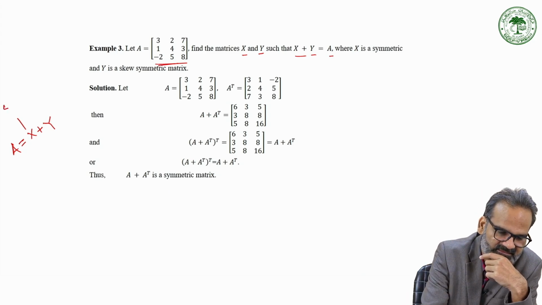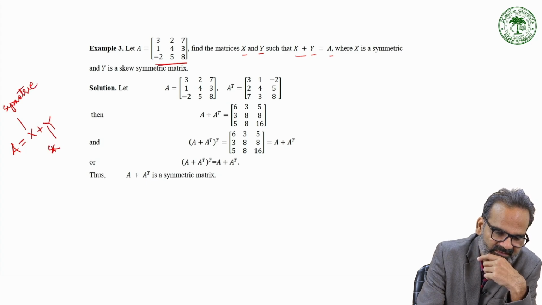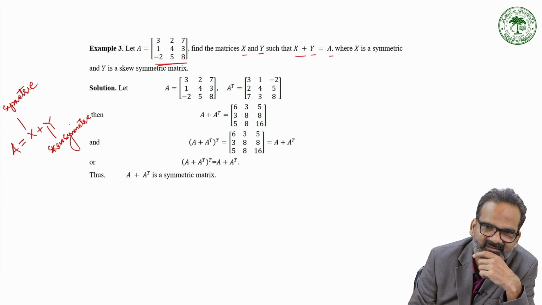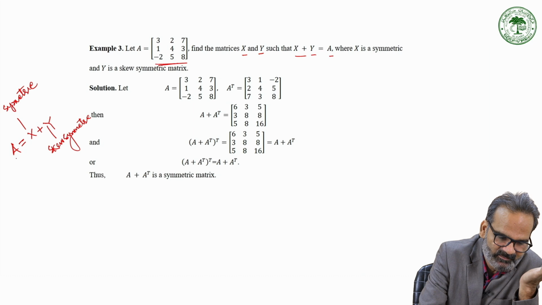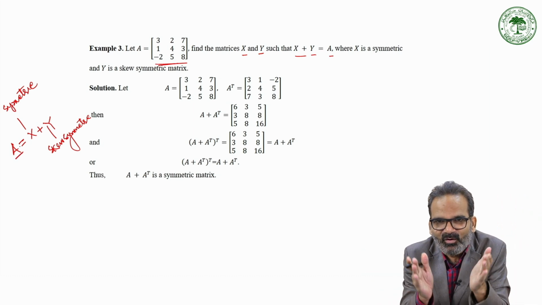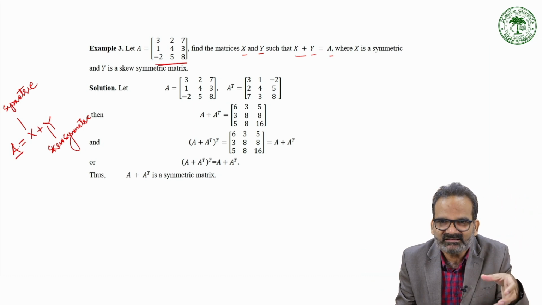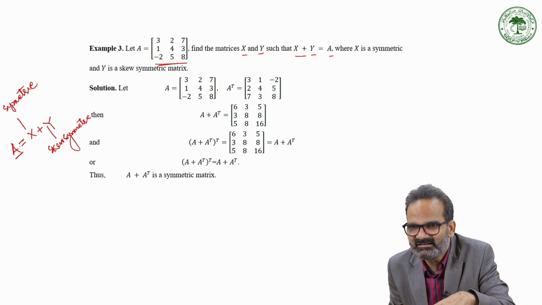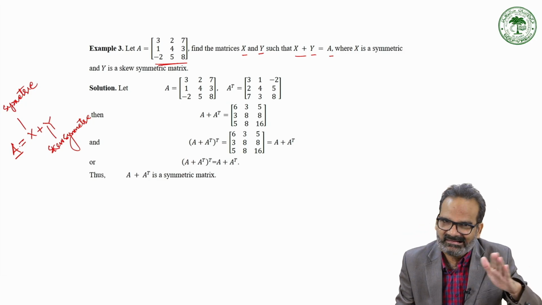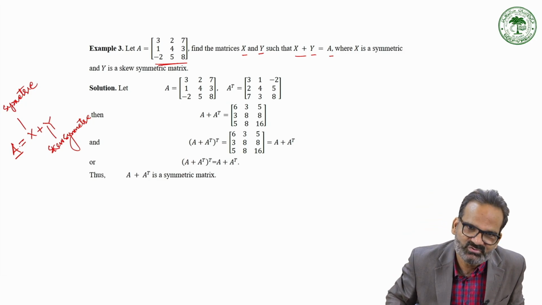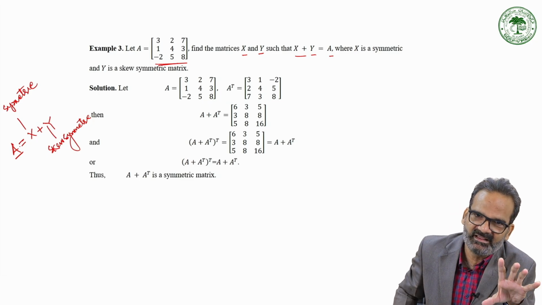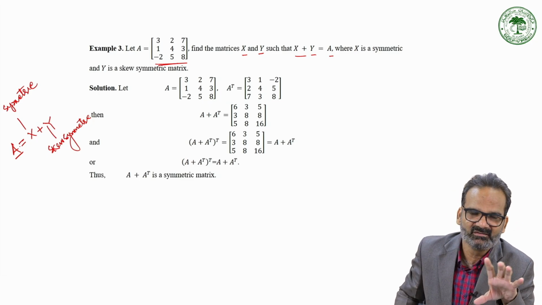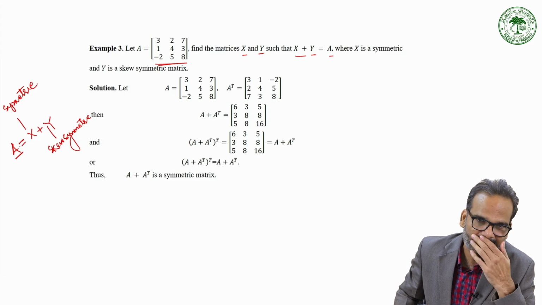This x is symmetric and this y should be skew symmetric. Clear? What does it mean? It means the matrix A can be decomposed as sum of x plus y, where x is symmetric and y is skew symmetric. It's a verbatim exercise of what we did in the last exercise, that is example 2. Means decompose the matrix A into sum of two matrices, one is symmetric and the other is skew symmetric.